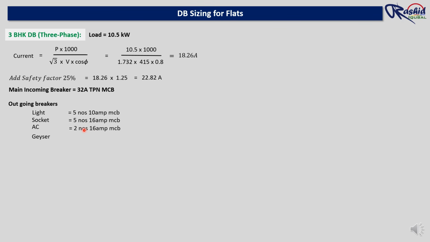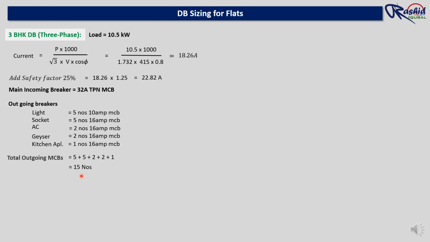For geyser, we have 2 numbers of geyser. I consider 2 numbers of 16 ampere MCB. Kitchen appliances, I consider 1 number of 16 ampere MCB. So the total outgoing MCB will be 5 plus 5 plus 2 plus 2 plus 1 equals 15 numbers. 15 numbers of MCB we require in this DB.